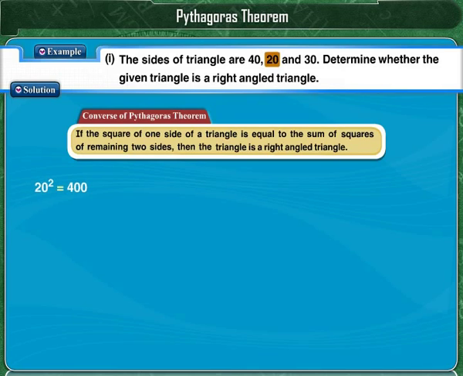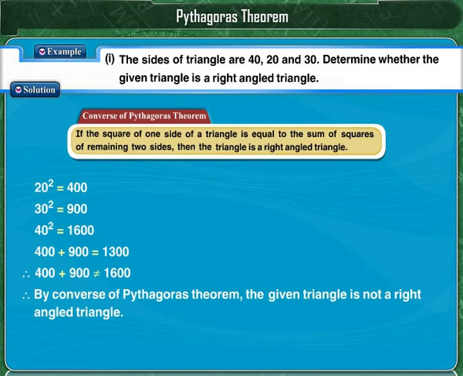The square of 20 is 400, that of 30 is 900, and the square of 40 is 1600. We find 400 plus 900 is not equal to 1600. Hence, the given triangle is not a right-angled triangle.